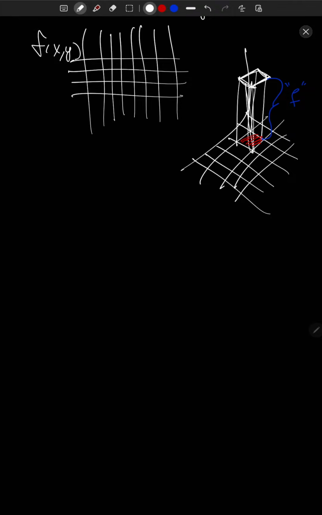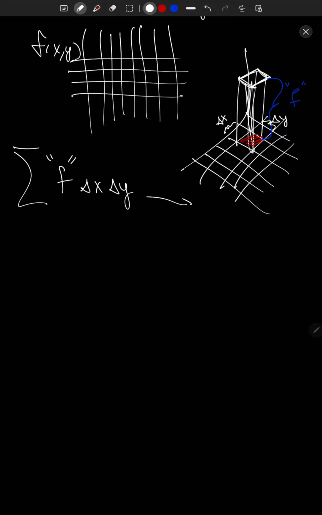The area of the base, if we do tiny little rectangles, each of these rectangles is going to have length and width, delta x and delta y. So each of these rectangular boxes has volume f, evaluated at some point inside that rectangle, times delta x times delta y. It's just the volume of a rectangular box. If we add these up amongst all the boxes that form our region, then we get an approximation for the volume under our graph.